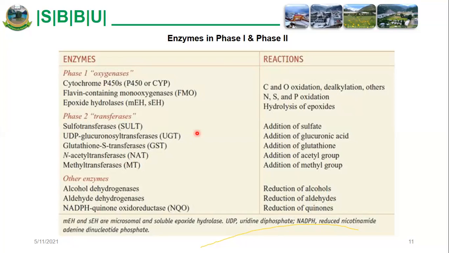So I'm not going into detail of that. We will discuss that in our Cytochrome P450 system. But let us start the Cytochrome P450 system.